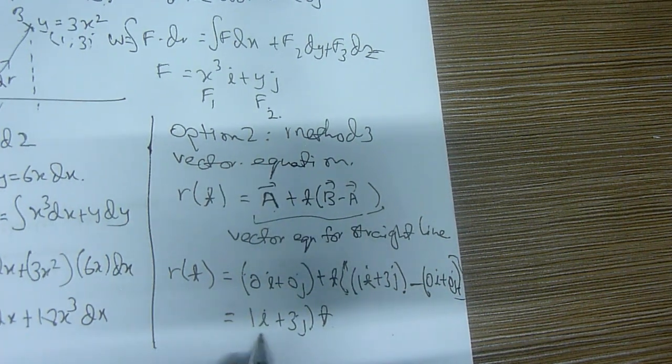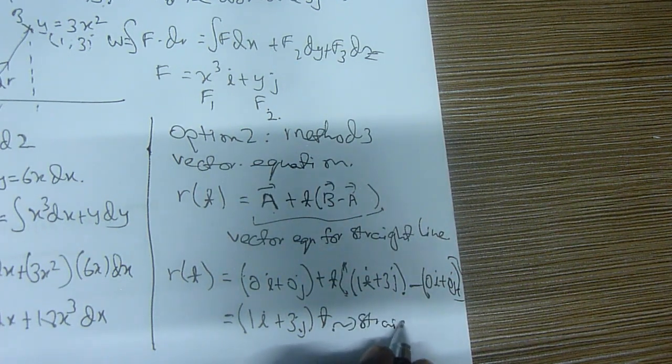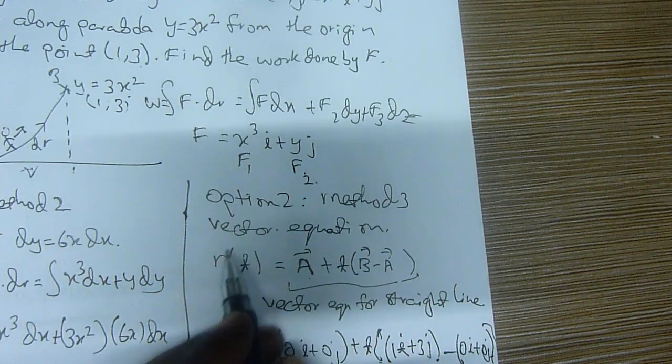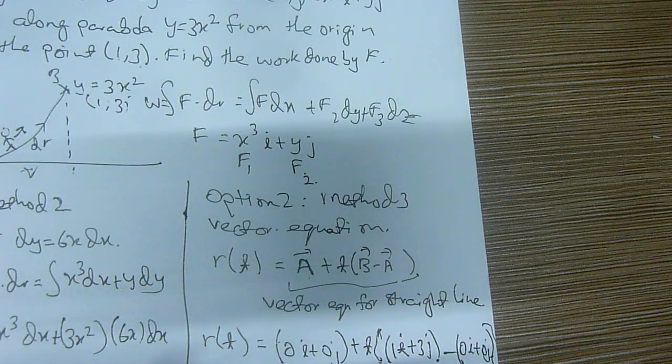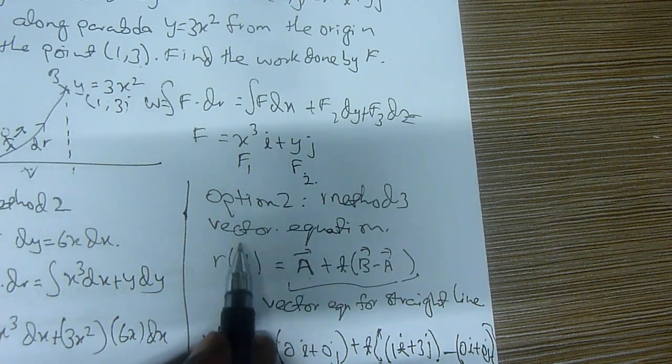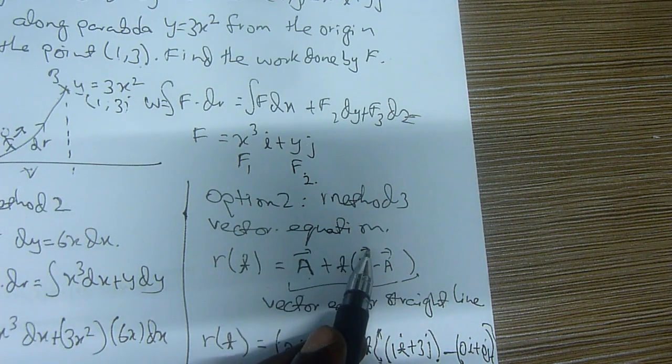This is a straight line: 1i plus 3j, which it will give you t. Again, remember, it's a straight line because we are using a straight line equation. I know you will not be happy with this equation. Where is this equation coming from? Again, I remind you, it's a vector equation for the straight line.